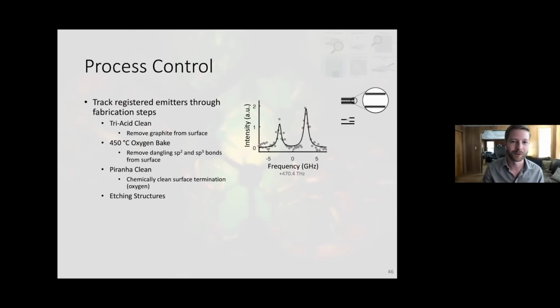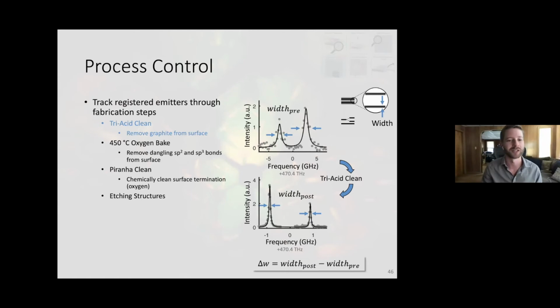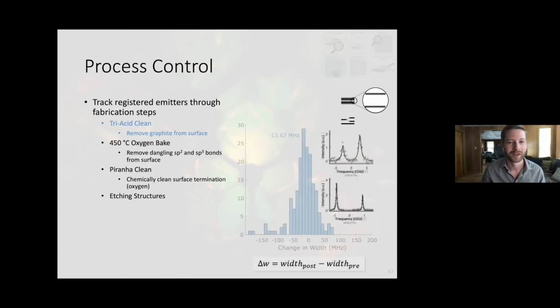And so again, if we're looking at this PLE measurement, which is sweeping our resonant laser across the excited state, we can look at that before and after a triacid clean. And again, the thing that we're interested in here is the width of that transition. So if we label width pre and width post, the thing we're interested in is the change in that width. So now we can look at the change in that width for all of the emitters that we have in our tracking system.